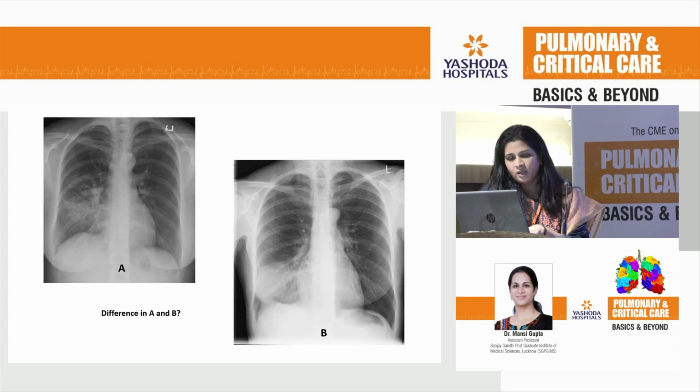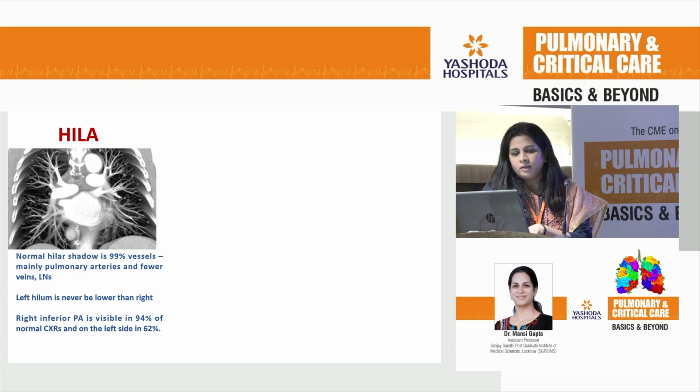Never miss that. Can you tell me the difference between A and B? Yes, you were answering, so you know about it. Can you tell me the difference between A and B? It is related to the silhouette sign. Can you see the heart border in this one? No. And in this one? But both have consolidation. So this is right middle lobe consolidation, and this is right lower lobe consolidation. Very good.